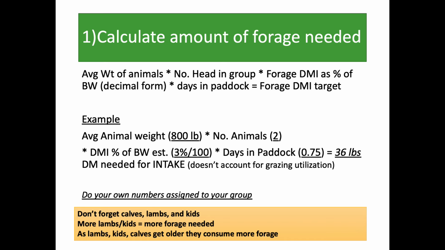You don't have utilization here. You're not using that utilization number yet. You need the intake column. Yes, you do need that intake column number. So average animal weight times your number of animals times dry matter intake as a decimal times 0.75.